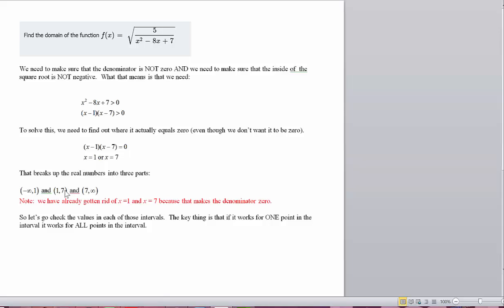And notice there's no square brackets, so I'm not including the 1 or the 7. And that's because that's where it's 0, and we already know that 0 is definitely bad. So let's just go check the values in each of those intervals. Honestly, all we've got to do is check one value in each, and if it works, the whole interval works. But I'm going to show you on the calculator quite a few points in the intervals.